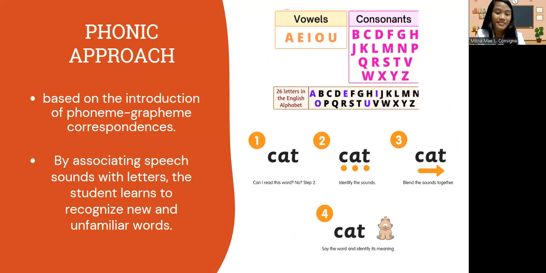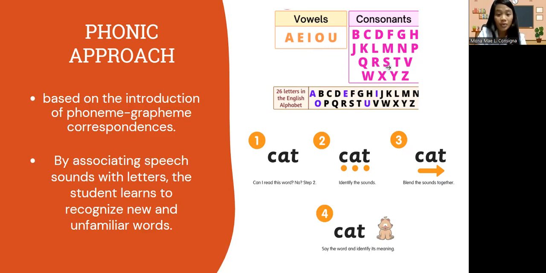A grapheme is a written symbol that represents a sound, or phoneme. So when a child says the sound t, t, t, this is a phoneme. But when they write the letter T, this is a grapheme. So the students learn vowels, a, e, o, u, and consonants also.